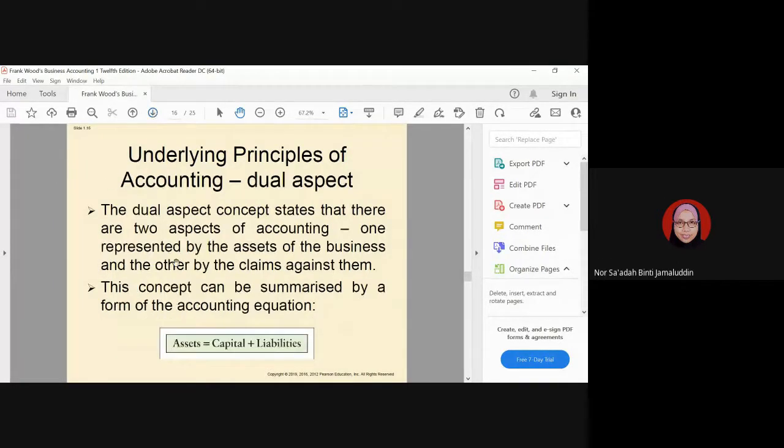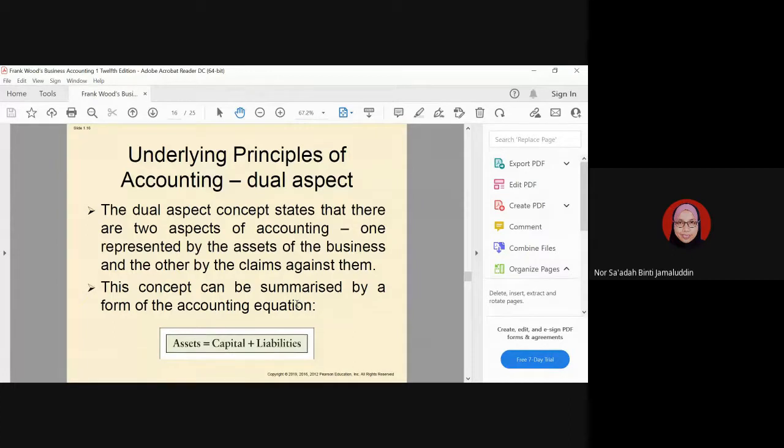Okay. The fourth principle of accounting is dual aspect, which states that there are two aspects of accounting, one represented by the assets of the business and the other by the claims against the business. This concept can be summarized by a form of the accounting equation. This is the dual aspect principle.